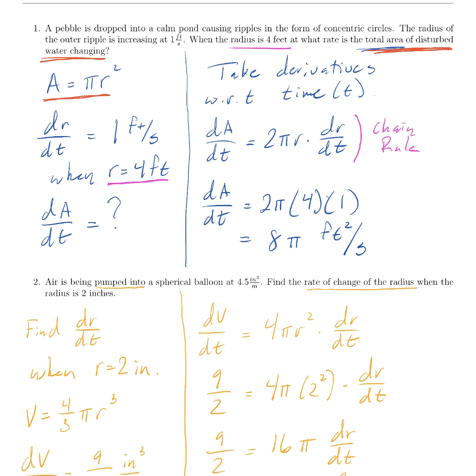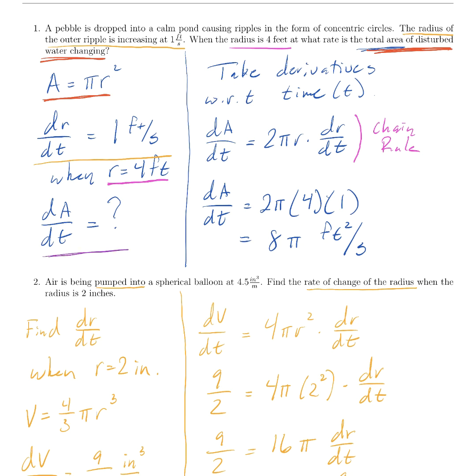And finally, the last piece of information is the radius of the outer ripple is increasing at 1 foot per second. So that's a rate of change of the radius with respect to time. So that thing underlined in orange is dr/dt as 1 foot per second. And what are we asked to find? The rate of the total area is the rate of the area with respect to time. So that would be dA/dt is the thing that we're left to find.